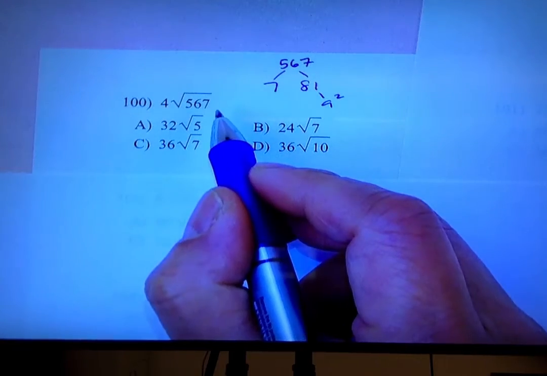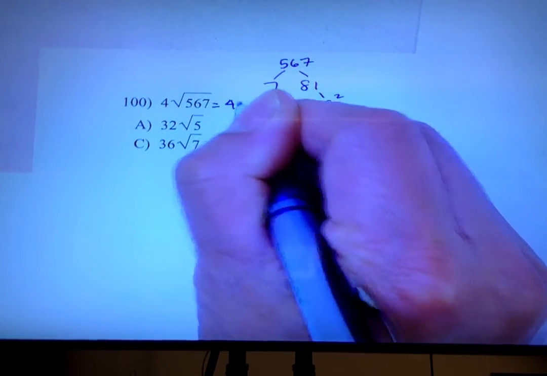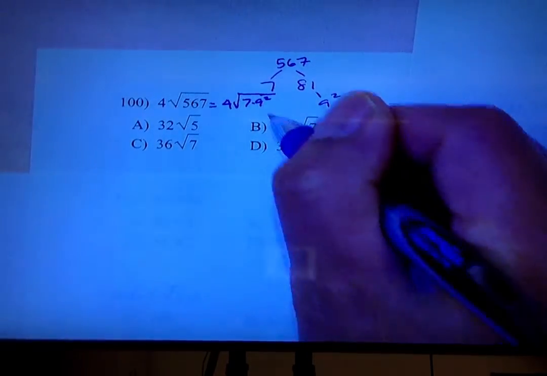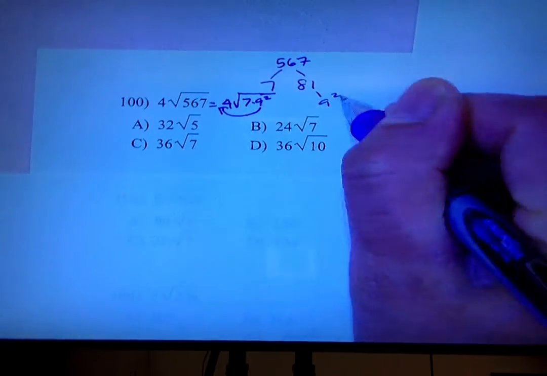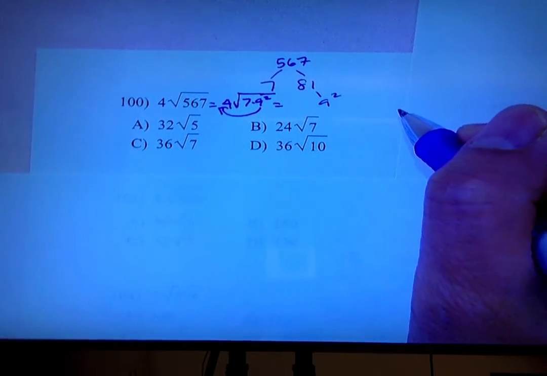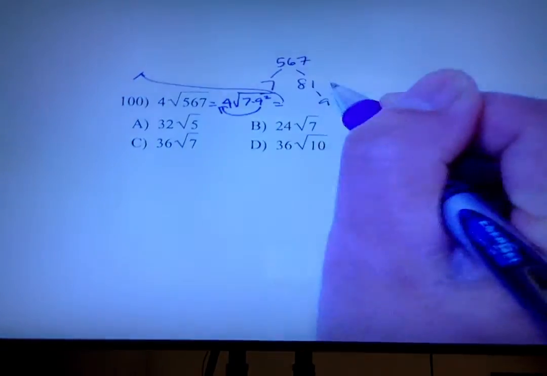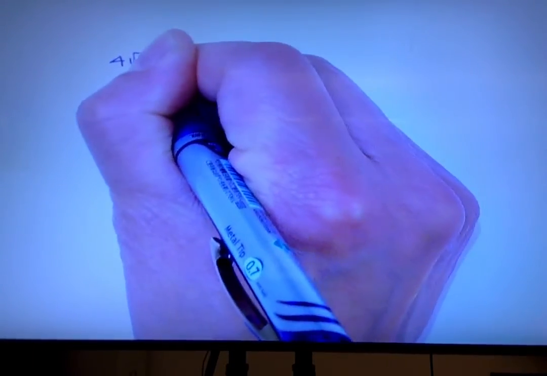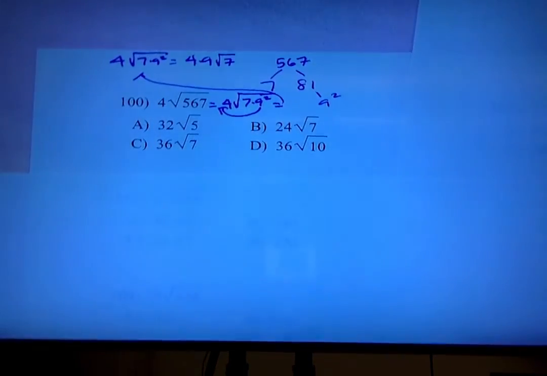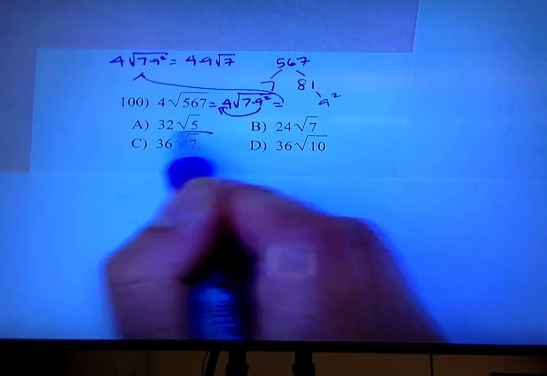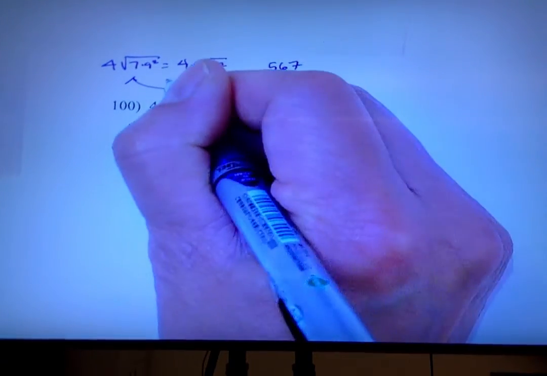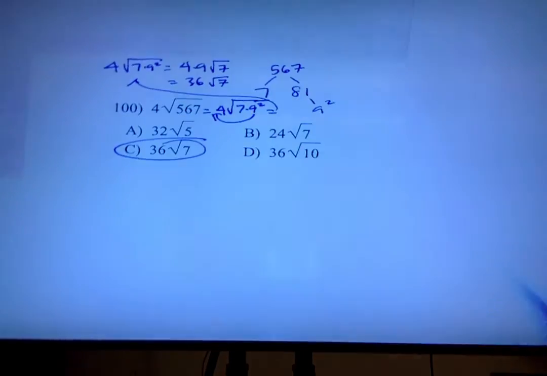So this 4 times root 567 is the same as 4 times the square root of 7 times 9 squared. So that 9 squared comes out as 9. Getting a little messy over here, I'm going to go up here. So 4 times root 7 times 9 squared is equal to 4 times 9 times root 7, which we know is 36 root 7, because 4 times 9 is 36. And then root 7 just stays root 7.